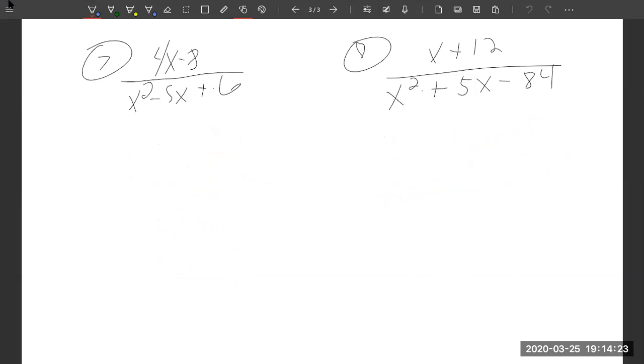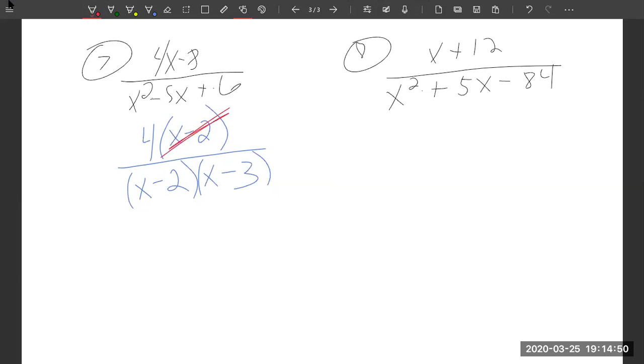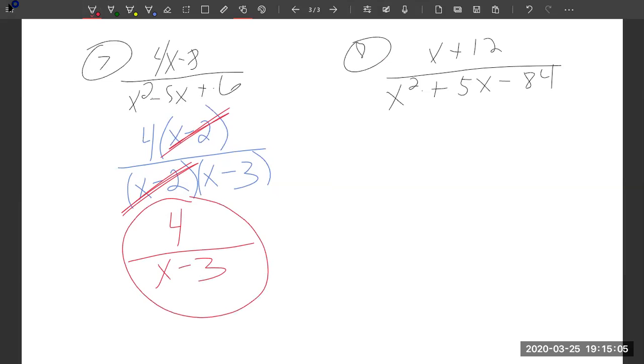Number 7, the top has a GCF. We can factor that out. Bottom, we have factored so many times, it should just be right off the top of your head. Factors of 6 that add up to be 5 are -2 and -3. Now notice the top and the bottom have an x minus 2. So we can cross those out. What's left in the top is a 4. What's left in the bottom is an x minus 3. That's the final answer.